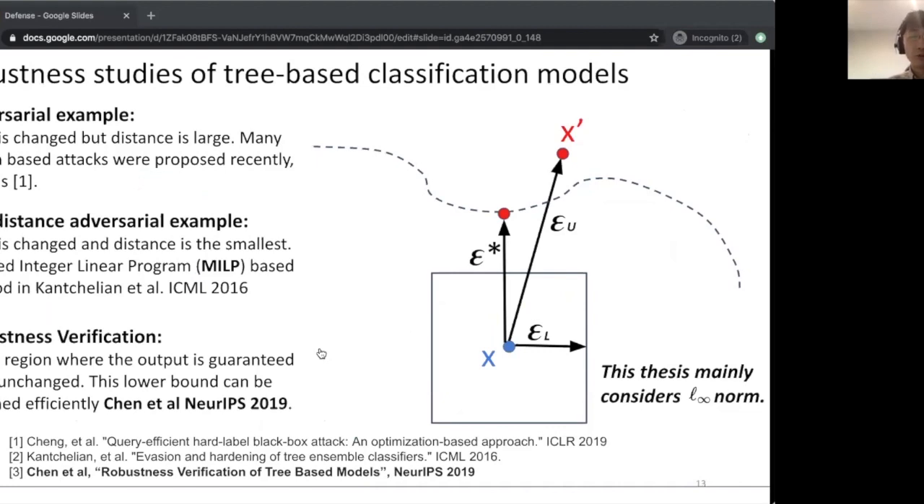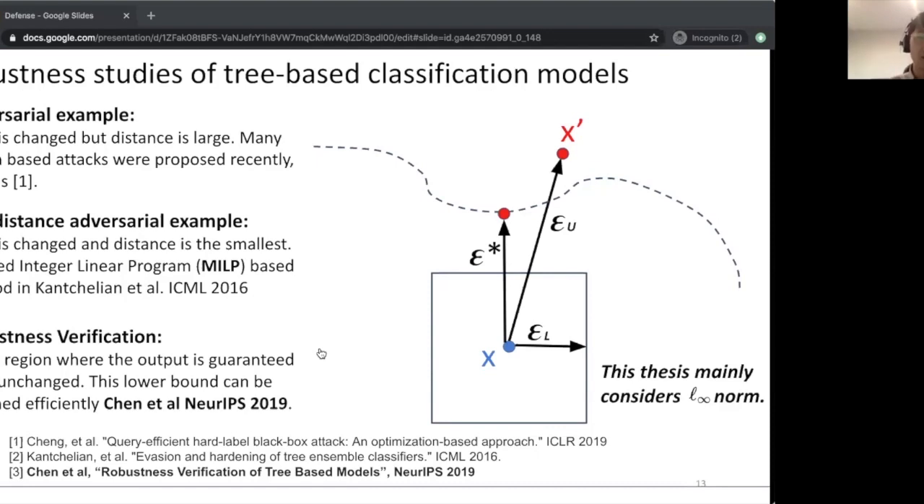So for tree-based models, we still have the 3 problems: adversarial example, minimum distance adversarial example, and robustness verification. For generating an adversarial example for tree-based models, many recent works address this problem, and basically they are based on search-based attacks. For finding the minimum distance adversarial example, there is a previous method which uses a mixed integer programming optimization problem, which we call MILP, to solve the problem.